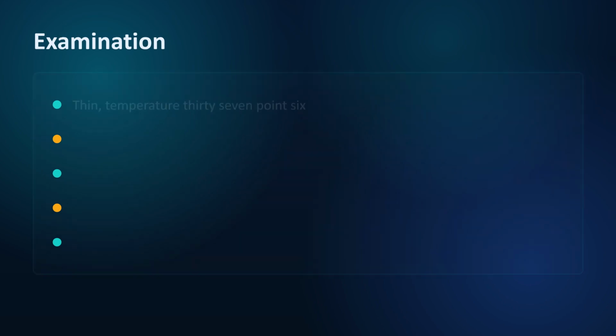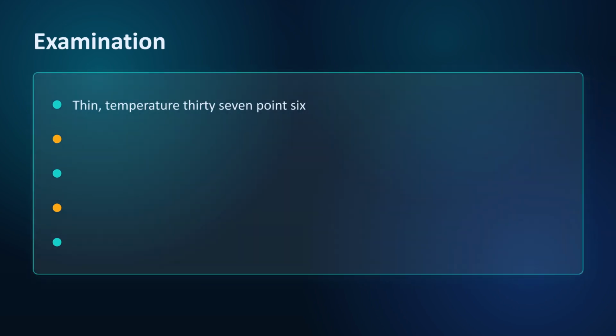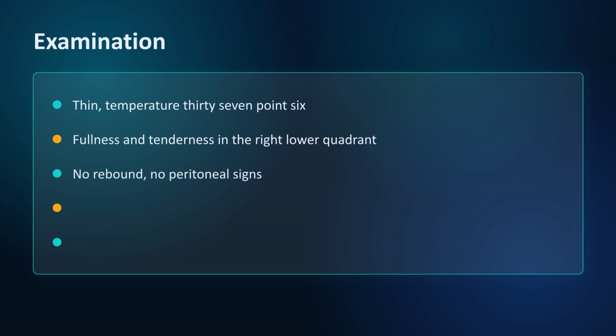On examination, he is thin. His temperature is 37.6 degrees. There is fullness and tenderness in the right lower quadrant, which is the terminal ileum. There is no rebound and no peritoneal sign, so no free perforation today. Look in his mouth, and you find 2 aphthous ulcers on the buccal mucosa.